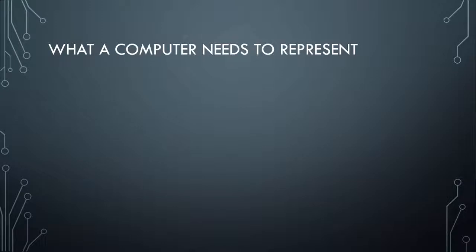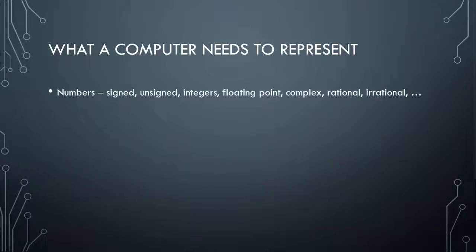Now, what a computer needs to represent, all right, these are the different things. Numbers, obviously. A computer has to be able to represent numbers. This includes signed numbers, unsigned numbers, integers, floating point, which, for the normal people, is your decimal numbers, numbers that have a decimal point, so like 2.5 would be considered a floating point number. Complex numbers, rational, irrational, so getting into things like pi, i, e, anything like that that might be in here. Fractions. The computer has to know how to handle all that stuff.